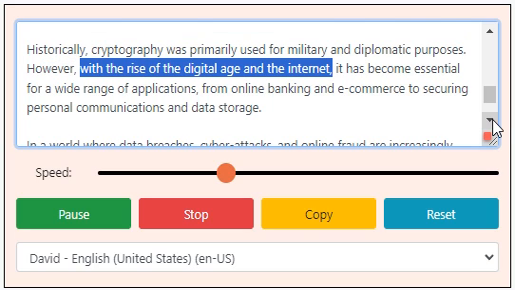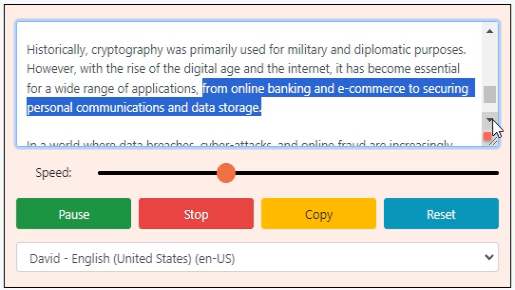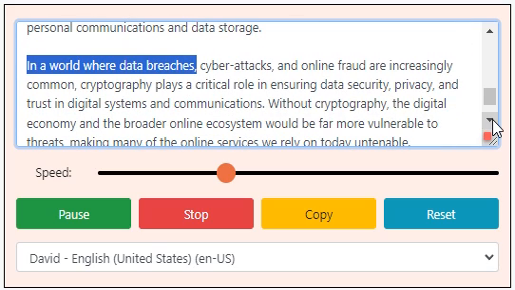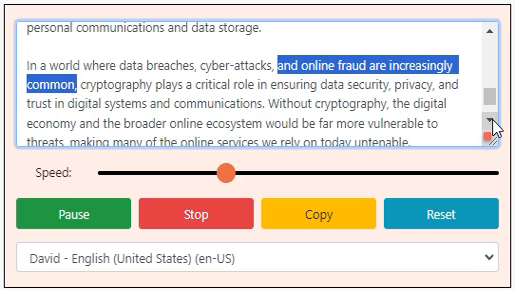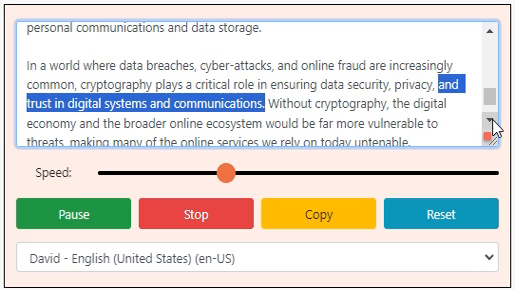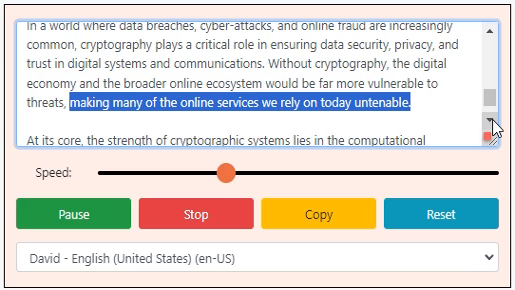Historically, cryptography was primarily used for military and diplomatic purposes. However, with the rise of the digital age and the Internet, it has become essential for a wide range of applications. From online banking and e-commerce to securing personal communications and data storage. In a world where data breaches, cyber attacks, and online fraud are increasingly common, cryptography plays a critical role in ensuring data security, privacy, and trust in digital systems and communications. Without cryptography, the digital economy and the broader online ecosystem would be far more vulnerable to threats, making many of the online services we rely on today untenable.